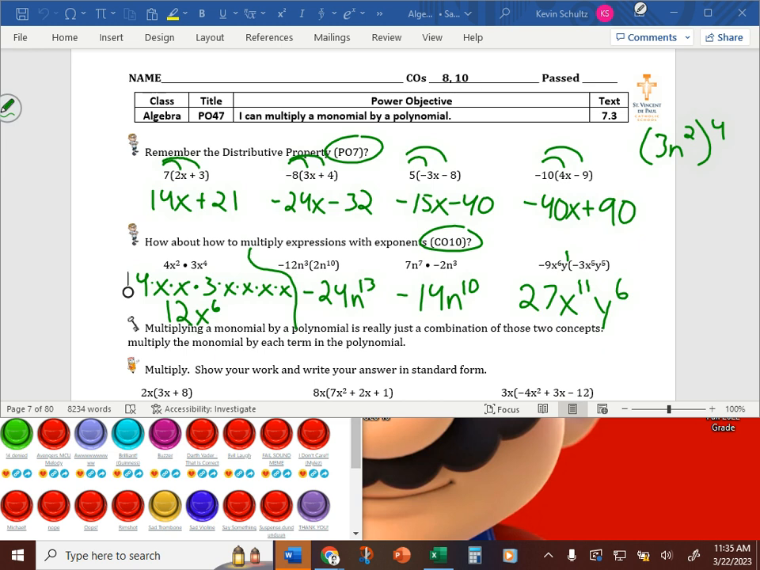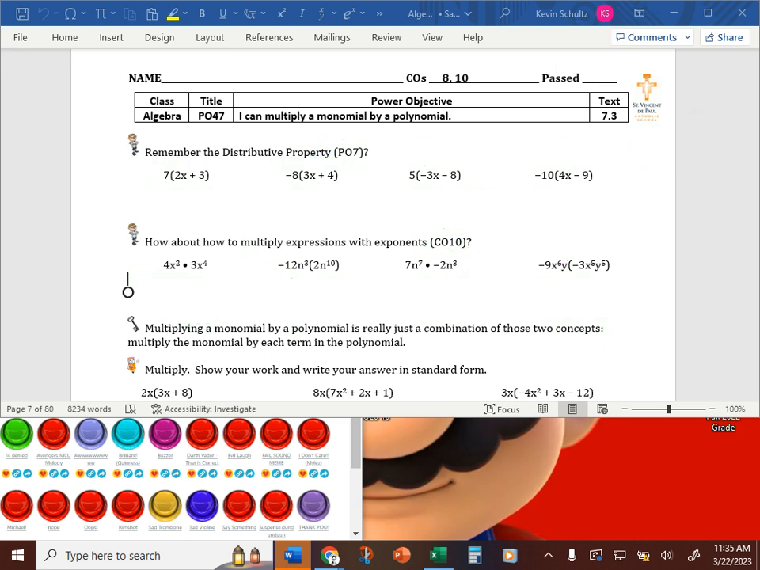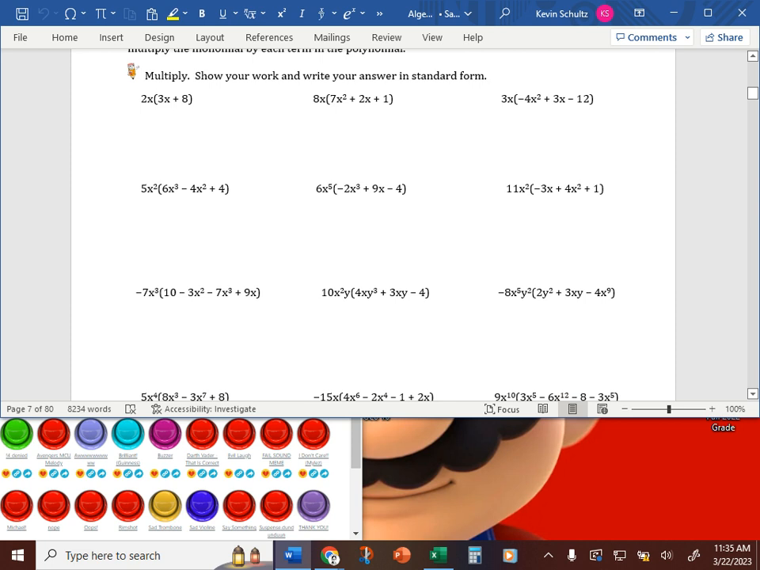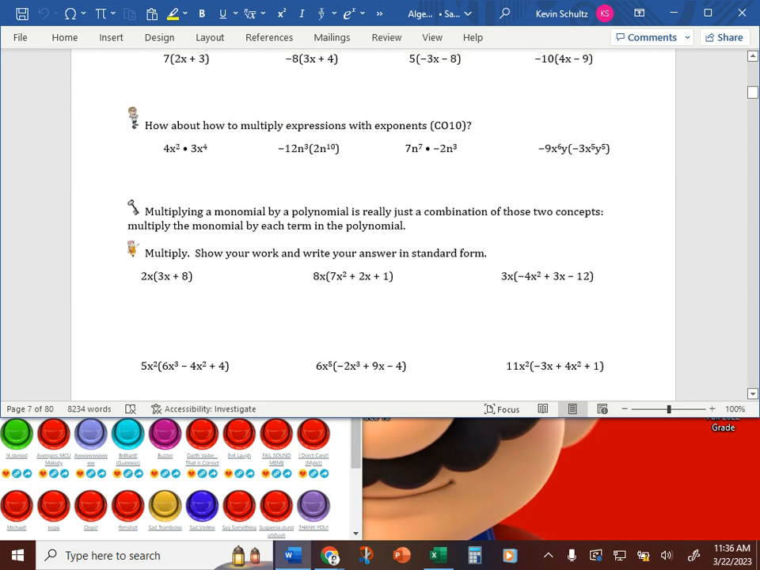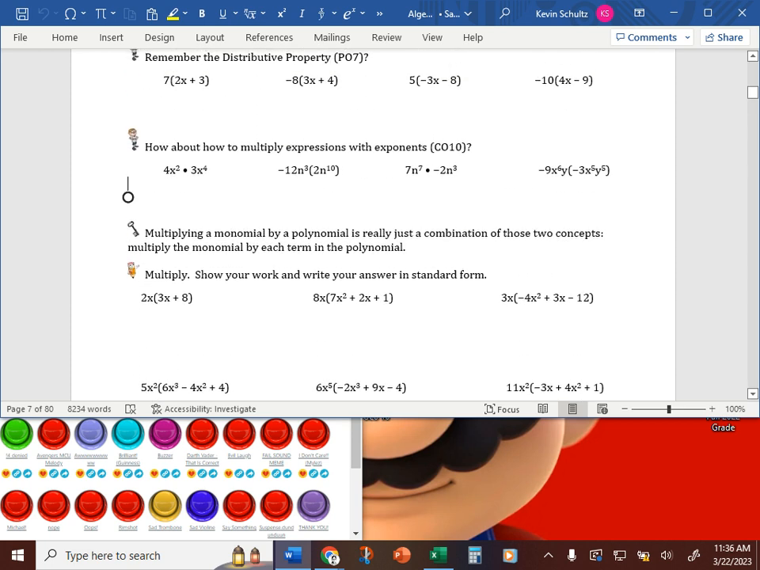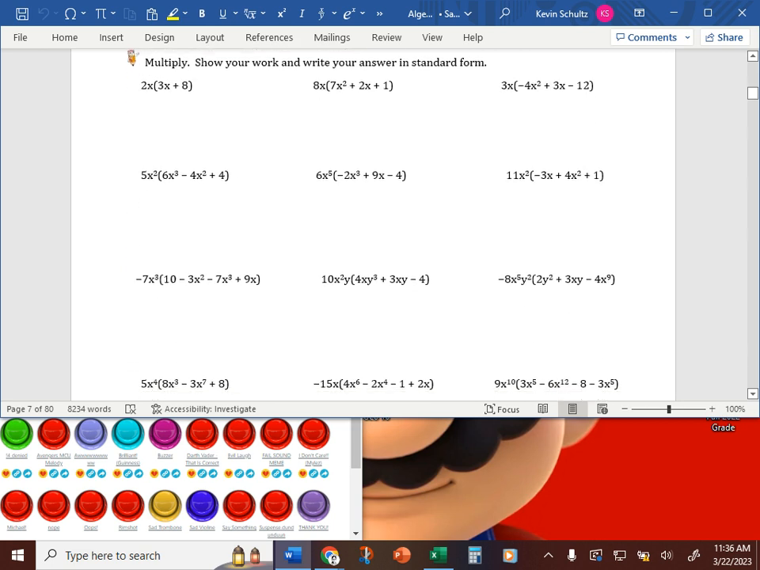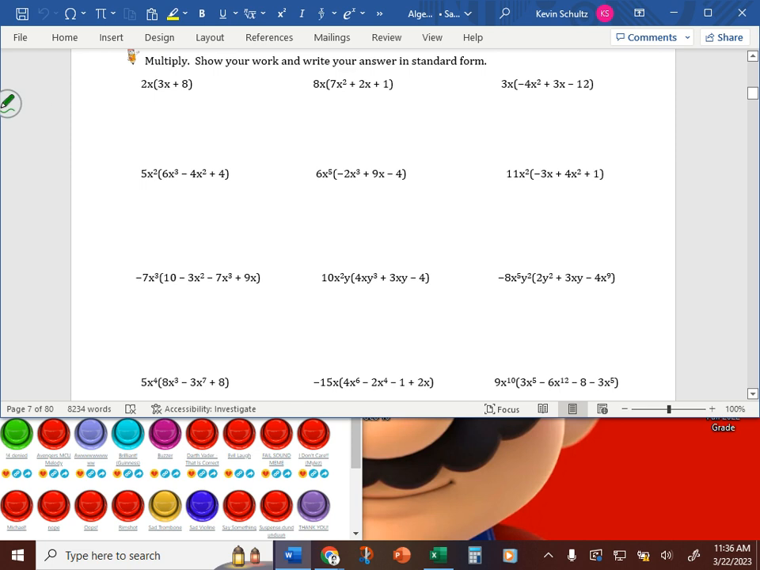Whatever you don't finish in class, yes. Okay. But PO47 is just a combination of these two things. Because when we scroll down the page, we've got 2x times 3x plus 8. This is very similar to what we had up top, where it was 7 times 2x plus 3. We put in the 7 to each of them. Now we're just putting in a 2x. Okay, so it gets a little more complicated, but not by much.